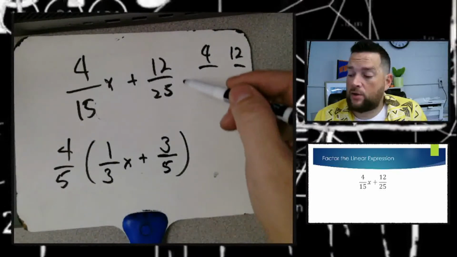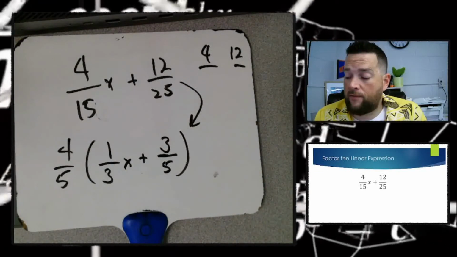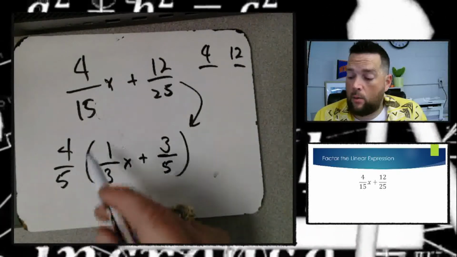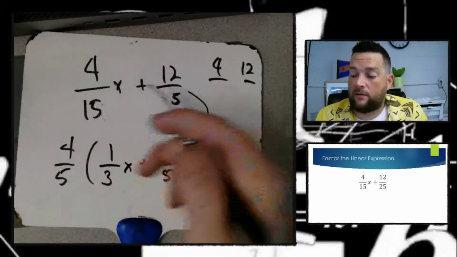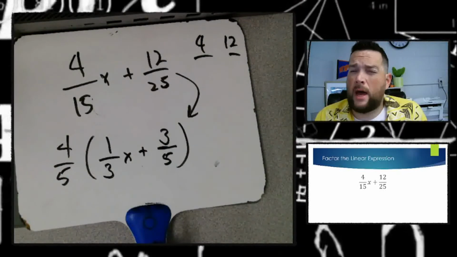Right? So if we took this and we factored that linear expression, we're going to come up with 4/5 times 1/3 x plus 3/5, all right? Where 4/5 is the greatest common factor of these two fractions, right? And again, super easy to find once you kind of know what you're doing.